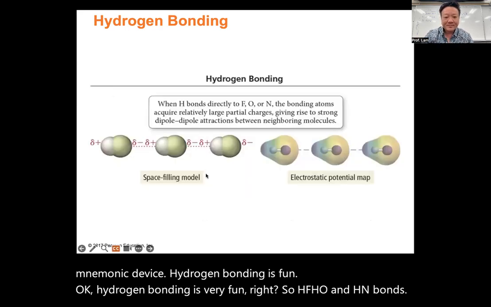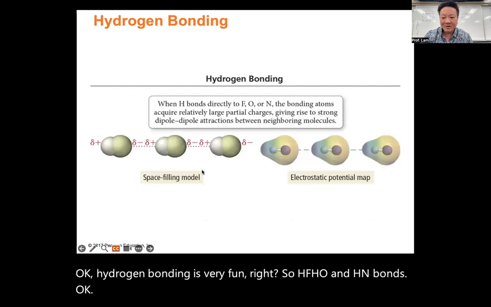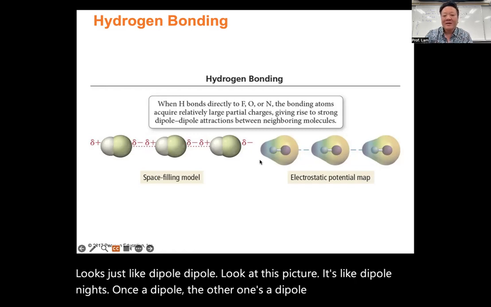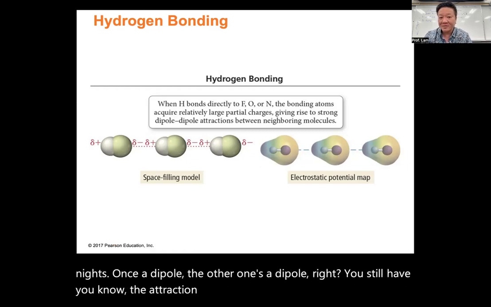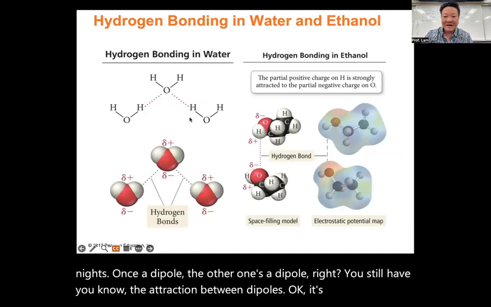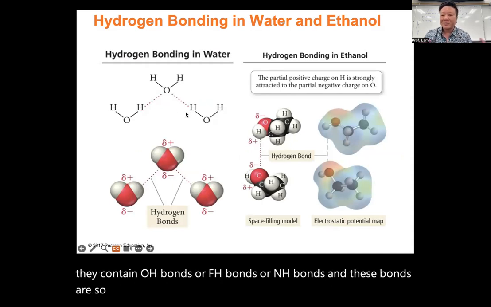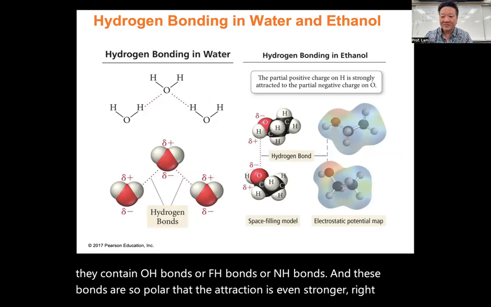So hydrogen bonding looks just like dipole-dipole. Look at this picture. One's a dipole, the other one's a dipole, right? You still have the attraction between dipoles. It's just that now they contain OH bonds or FH bonds or NH bonds, and these bonds are so polar that the attraction is even stronger. So the IMF is even stronger.